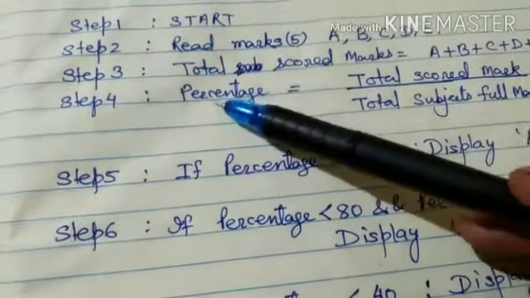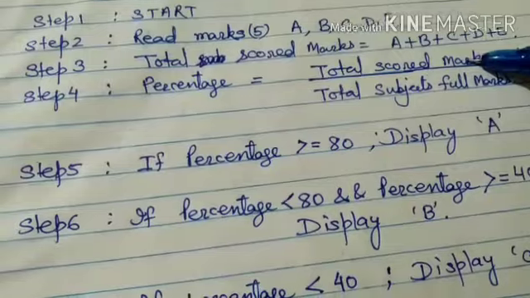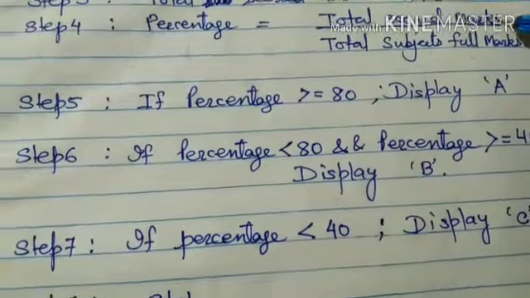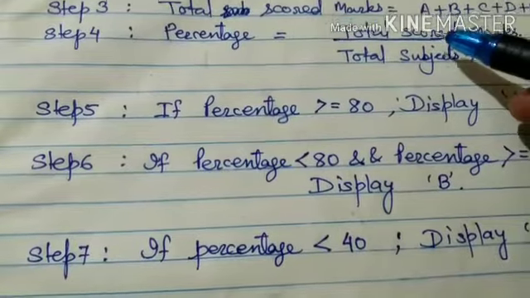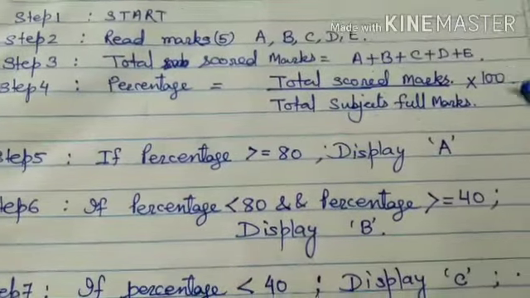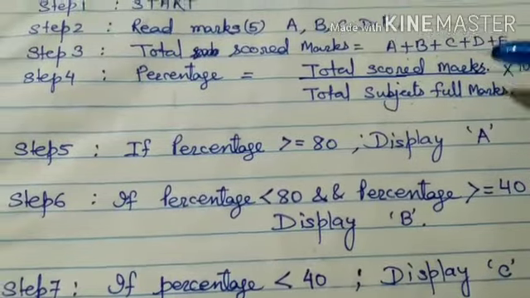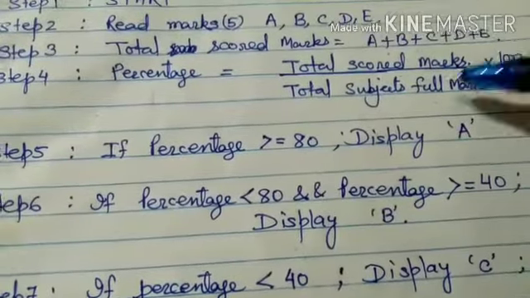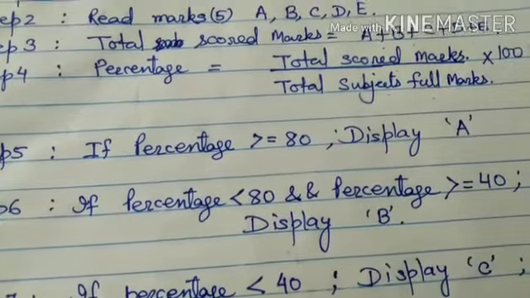Now we need to find out percentage. Percentage is equal to total scored marks divided by total subjects full marks. Whatever the total subjects full marks are, like if it is a 100 marks exam, it will be 500, and if you have scored 400, so 400 by 500 and then into 100, but don't give here the sign of percentage as we do in maths. Here percentage means something else, so we always have to remember that we don't use the sign here.